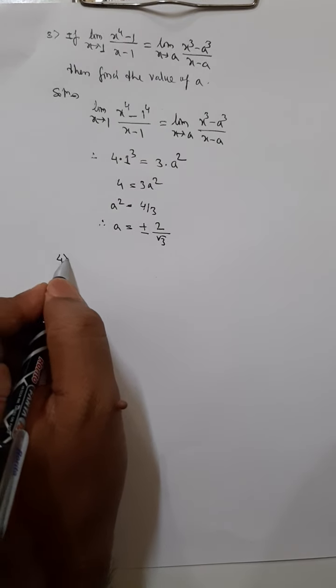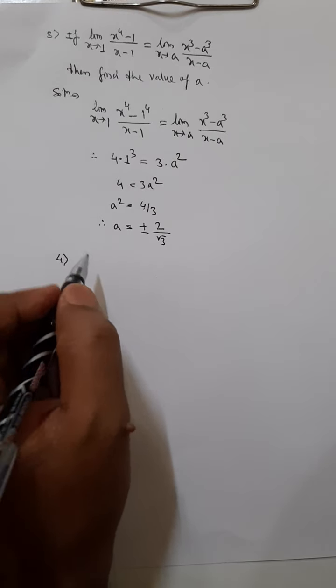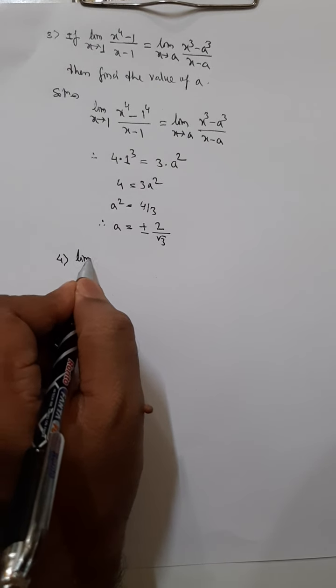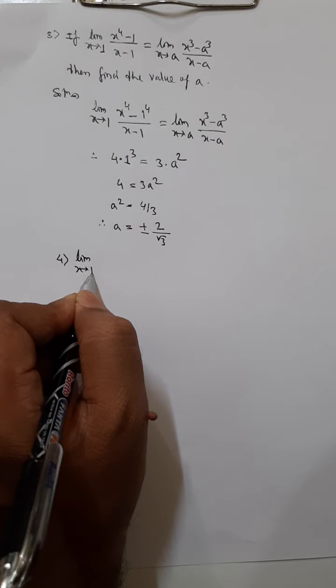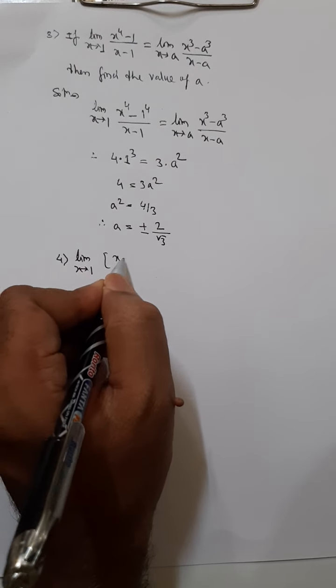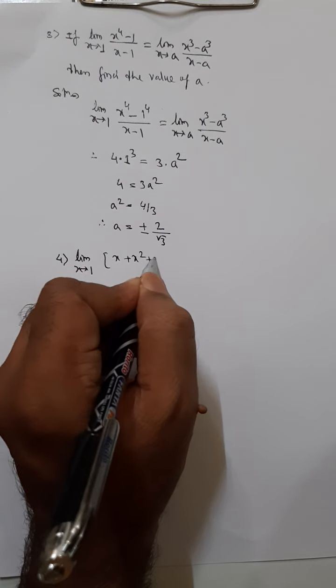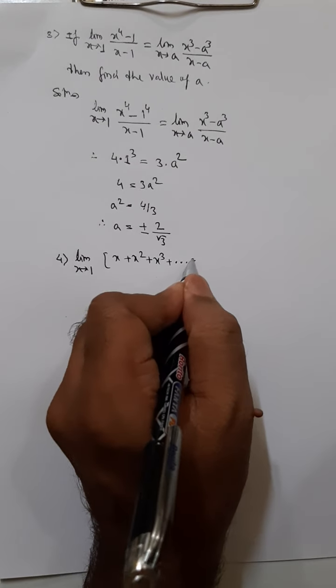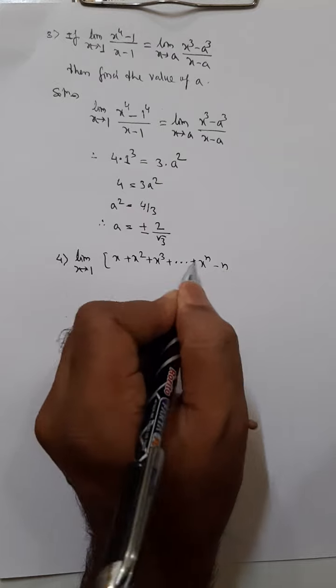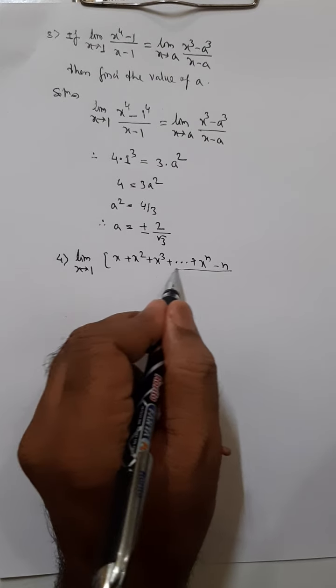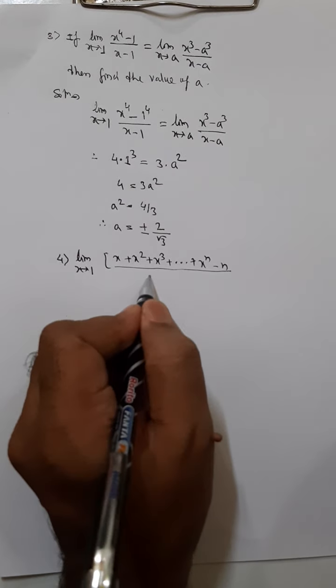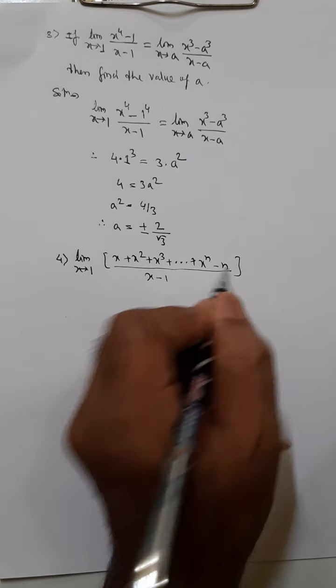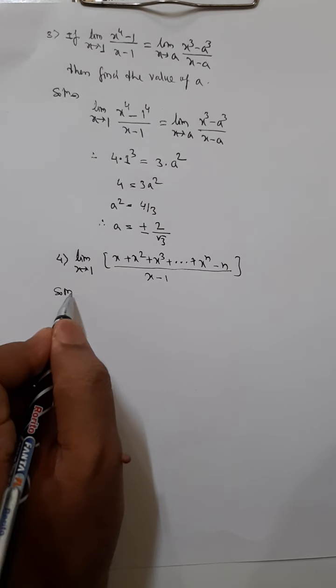Continue with the fourth problem. Evaluate limit as x tends to 1 of (x plus x square plus x cube plus, continuing, x to the power n minus n) divided by (x minus 1). We will find the value of this.